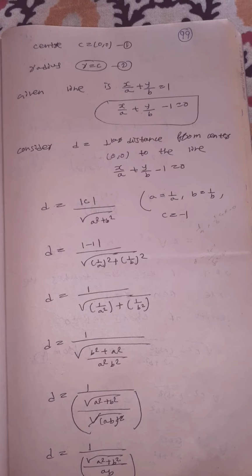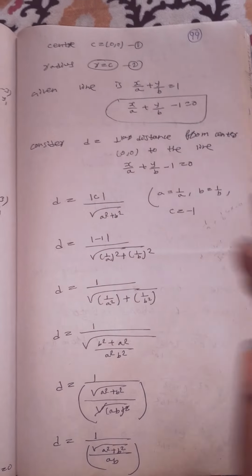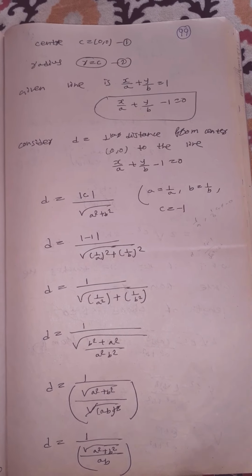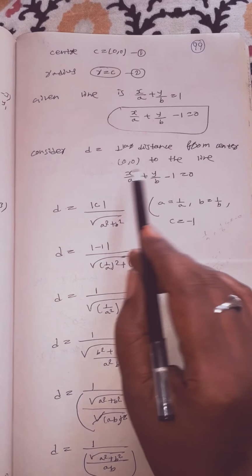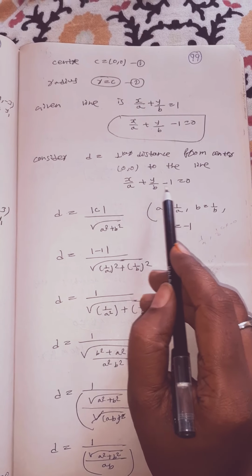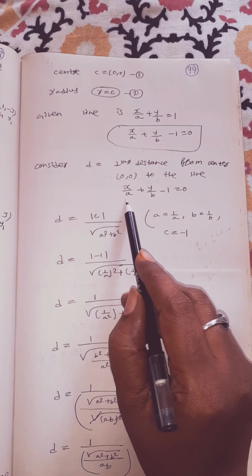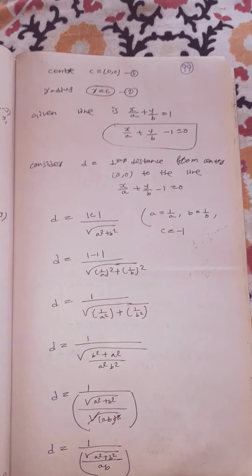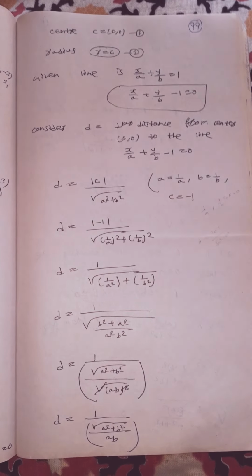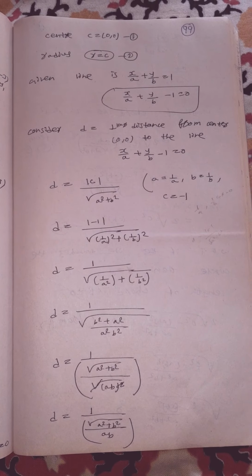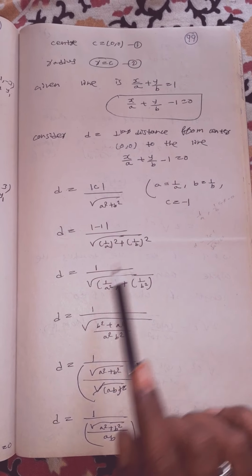So the given line is x by a plus y by b equal to 1. Then on this side plus will become minus. So consider d equal to the perpendicular distance from center (0, 0) to the line. Compare this with ax plus by plus c equal to 0: a means 1 by a, b means 1 by b, because they are in denominators, and c value is minus 1. Whenever the center is (0, 0), we have the direct formula mod c by under root a square plus b square. So modulus of minus 1 by under root 1 by a square plus 1 by b square.